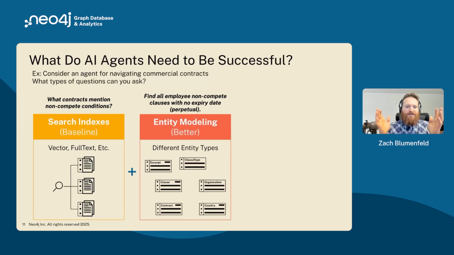But then what if you wanted to find very specific numbers of those things, a little bit more of a detailed question, like find all non-compete clauses with no expiry date. This type of question implies that there's some concept of an entity called a clause, and that entity has a property called an expiry date. To answer this question in a consistent and accurate way, your agent or AI system really needs to understand what the different entities are inside of your domain. So you really need some form of entity modeling. You need clauses, and maybe organizations, contracts, countries, parties, and all this sort of stuff involved.